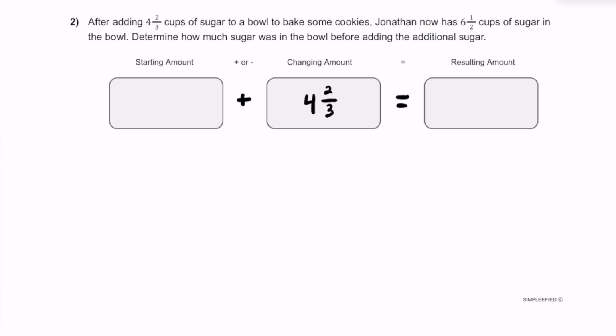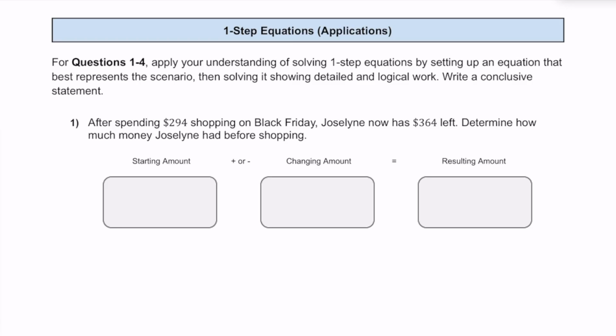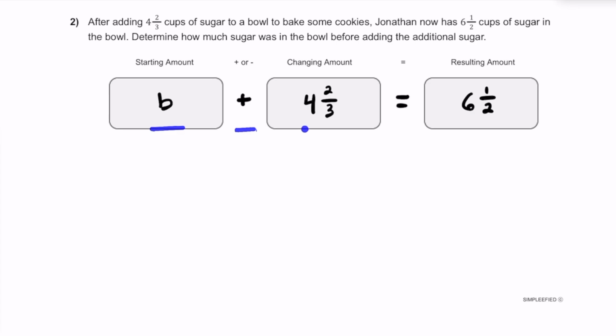So the total is going to be 6.5. The question says determine how much sugar was in the bowl before adding. So if we want to say what was in the bowl before adding, we can use a variable for that. I'll do B for before. You can use a different variable like X or maybe S for sugar if you want as well. We don't know how much was in the bowl first, but then more was added, specifically 4 2/3 cups of sugar, and that results in 6.5 cups total of sugar.